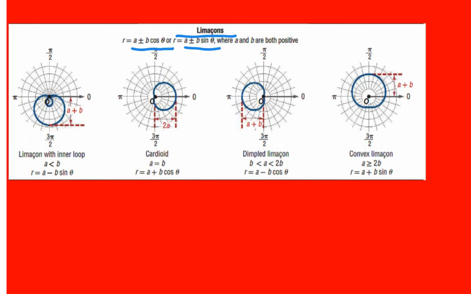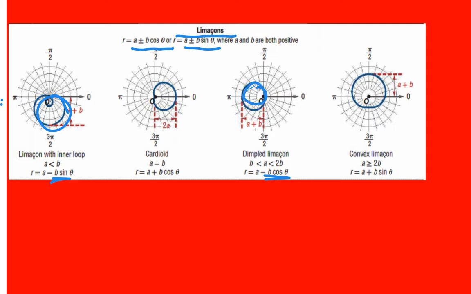If it's cosine, it's going to be left or right. And if it's sine, it's going to be down or up. Now to know which is which, all it has to do with is the plus or minus. If it's a minus for sine, it's going to be down. If it's a minus for cosine, it'll be to the left.